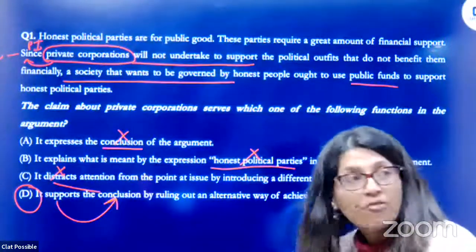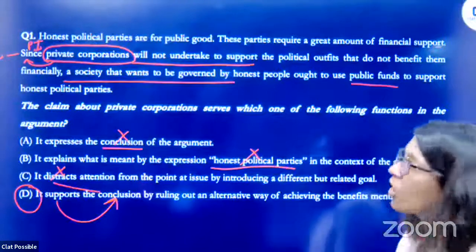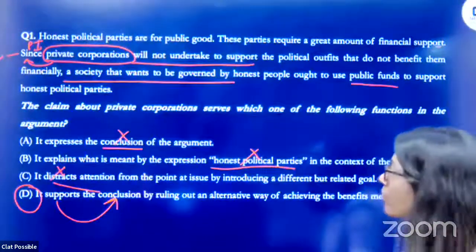Syllogisms and all will come under formal logic. That is why, Kunjal. Syllogisms and all will come under formal logic.